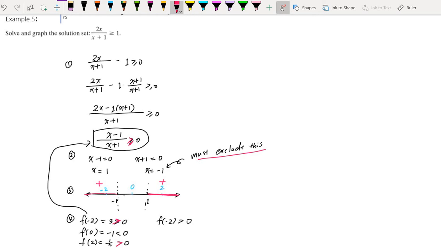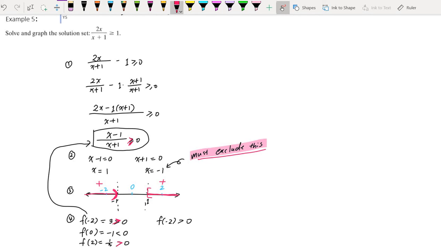So we said earlier, right here, we must exclude this -1. Which means if you want to, you can just write it this way. Exclude it, that means I have to have a parenthesis here, and then here we're going to have the bracket.